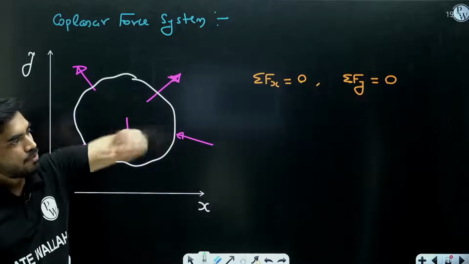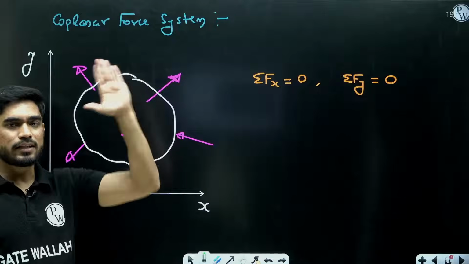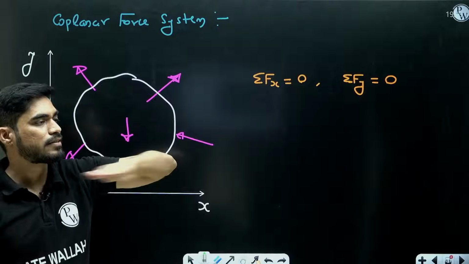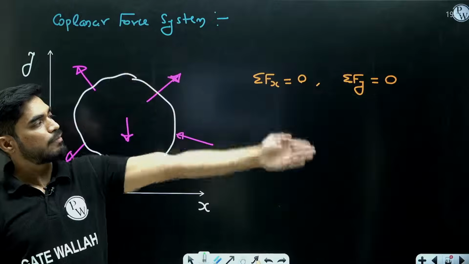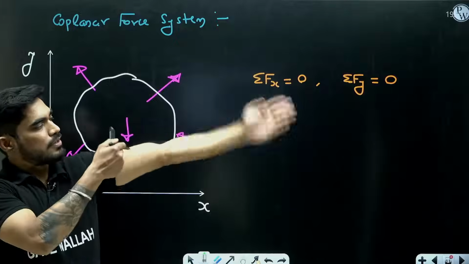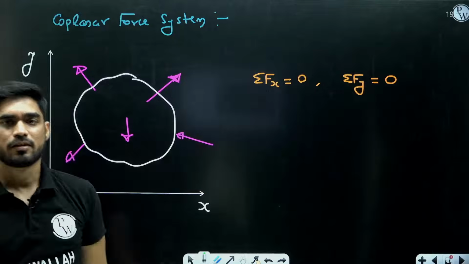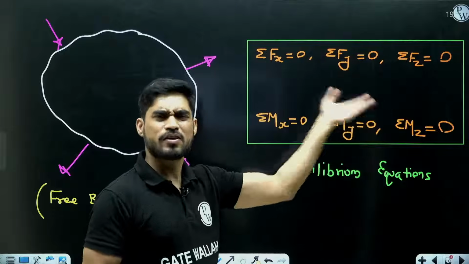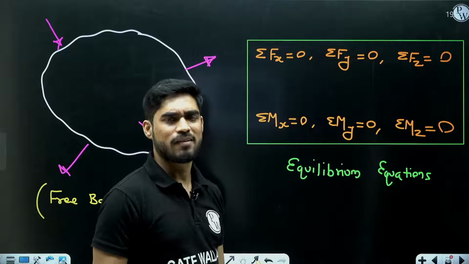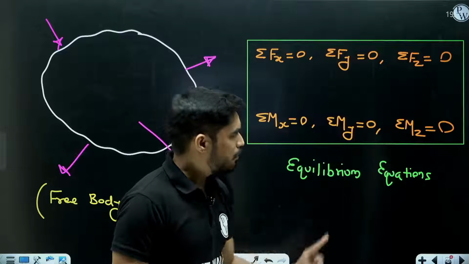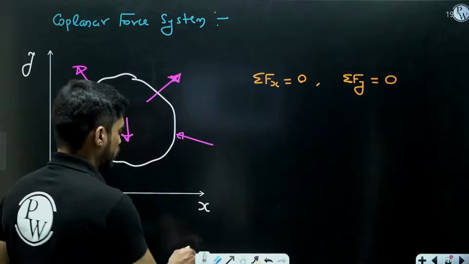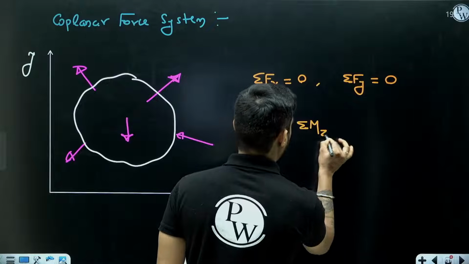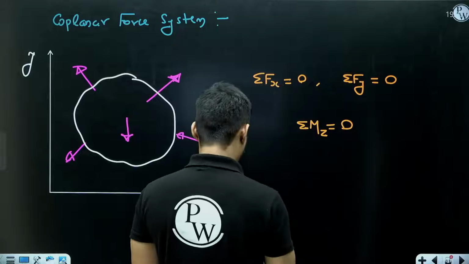Can it rotate the body like this? Can it rotate the body like this? No. Can it rotate the body about the Y axis like this? No. It can only rotate the body like this, about the Z axis. So net moments about X and Y are already 0 because the forces cannot apply moment about X or Y. They can only apply moment about Z. So you will only have this equation, summation of Mz equal to 0.